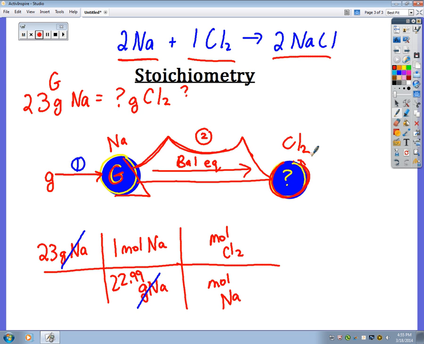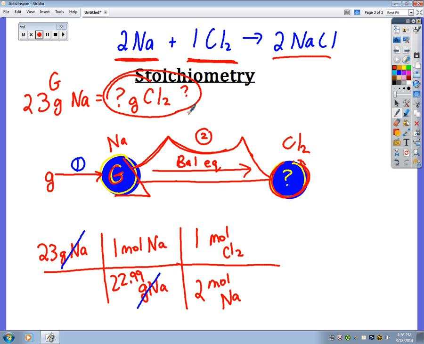Now what do you know in your balanced equation? That for every 2 moles of sodium, you need 1 mole of chlorine to react. It's always the ratio, the recipe, the balanced equation, the molar ratio. Okay, and what do I need to do now? Am I done? Oh no, look, it doesn't say moles. Now it says mass of chlorine.